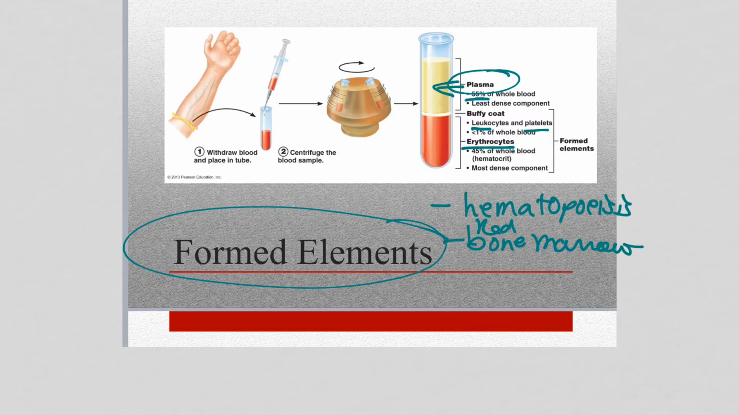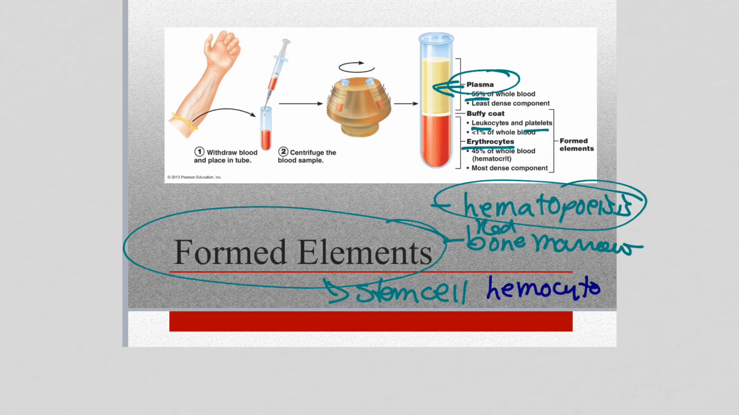So all formed elements, through the process of hematopoiesis, are going to develop into a mature red blood cell or a white blood cell, etc. But they all come from the same stem cell, which is a hemocytoblast. Okay, so that's just the stem cell that's going to differentiate into the various formed elements.